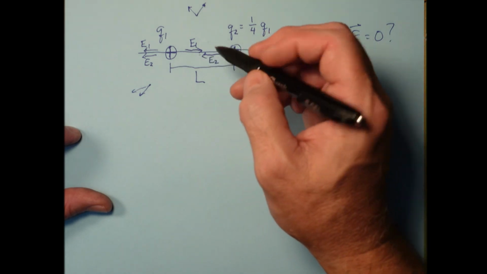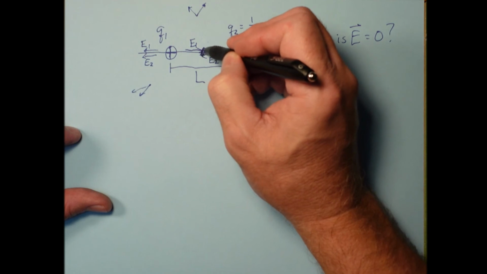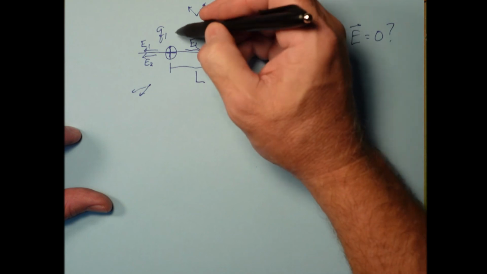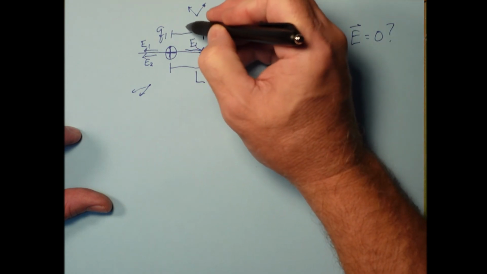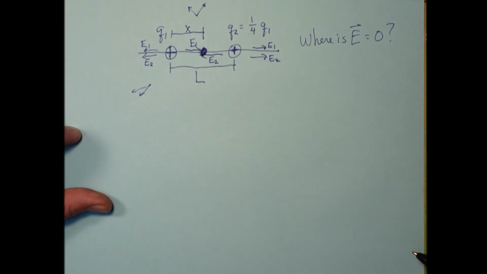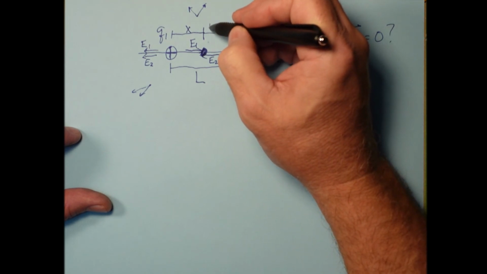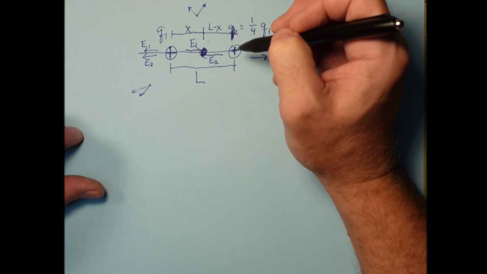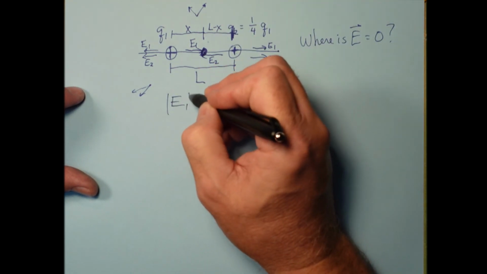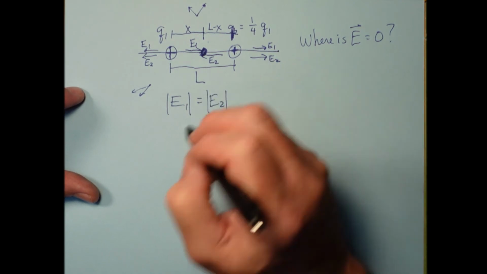All right? Well, let's pick a point. Let's say that point right there. Now we know the total distance is L. Let's call the distance here X. And X is going to range between 0 and L here. Then the distance over here to Q2, that's going to be L minus X. Okay, so what we want is we want to know where is the magnitude of E1 equal to the magnitude of E2. Where does that happen?